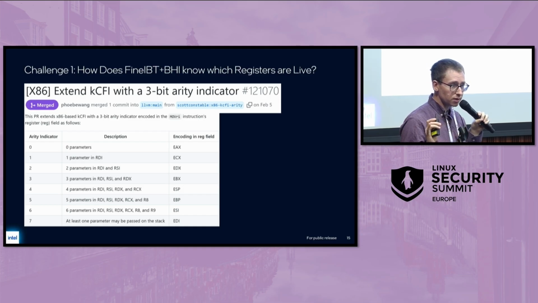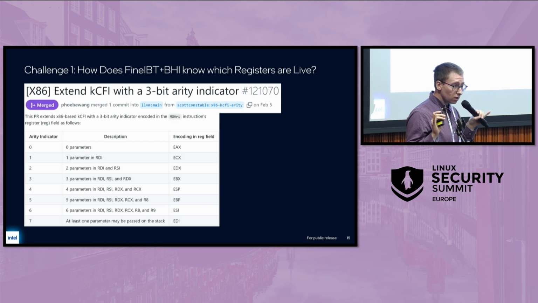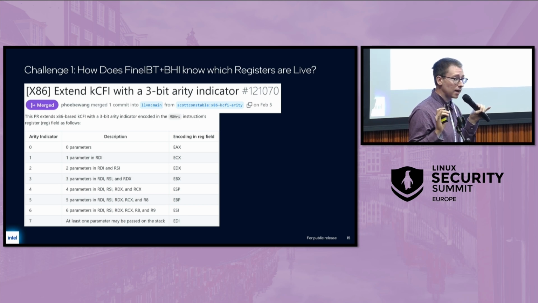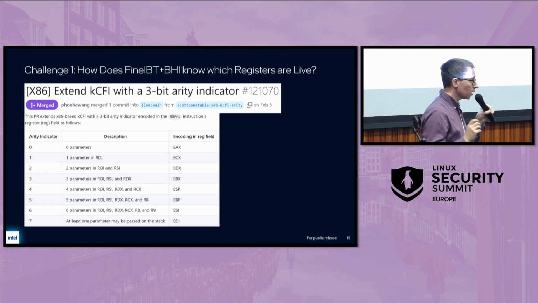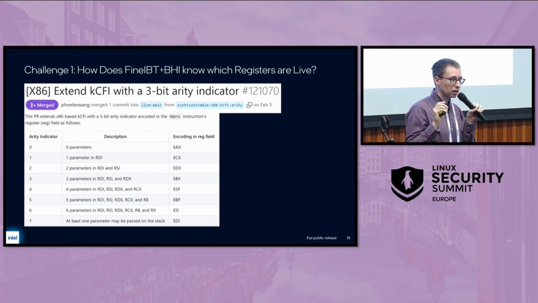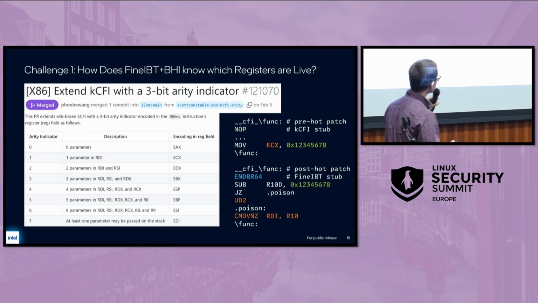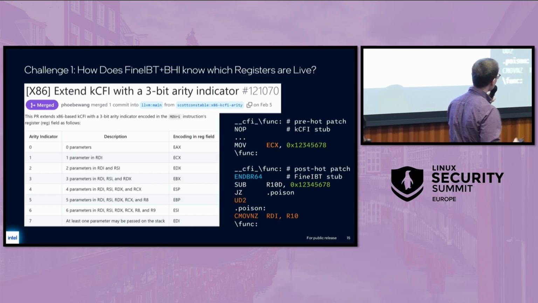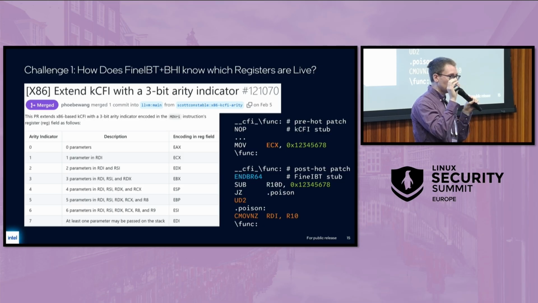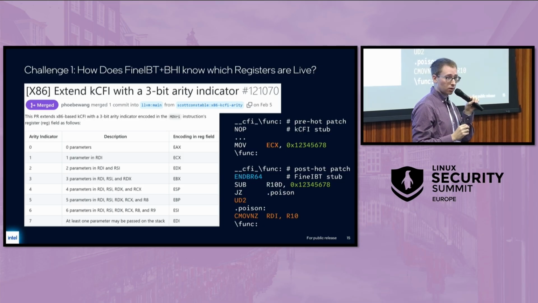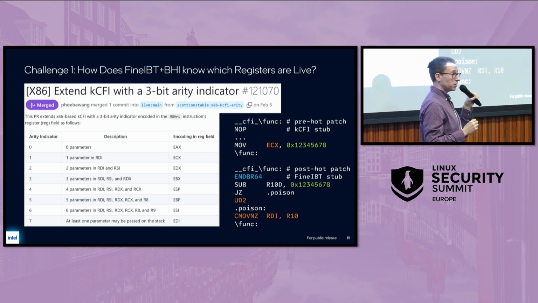So the first challenge is, how does the kernel know how many registers are live at the call target? How does it know how many registers it has to poison? So we had to upstream a small change into LLVM Clang. That change was to endow the compiler with the ability to annotate within the kernel binary each function's arity, the number of arguments that it takes.